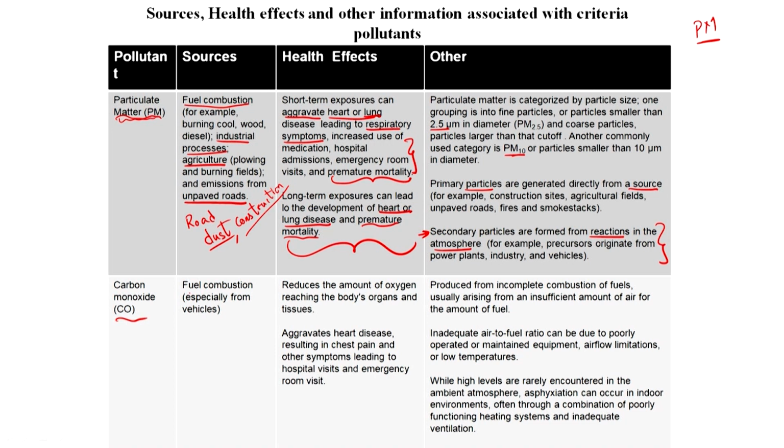Carbon monoxide is again mostly from fuel combustion from vehicles. Also, we talked about it in the Indian context, we have a lot of solid waste being burned, or leaves and such being burnt, and you have carbon monoxide being given out. And why is it? Typically from incomplete combustion of fuels and due to insufficient air for the amount of fuel. So again, poorly maintained equipment, airflow limitations and such. We already discussed these aspects.